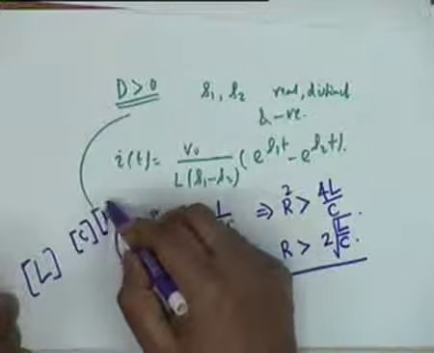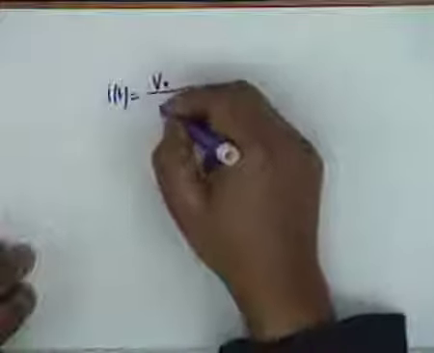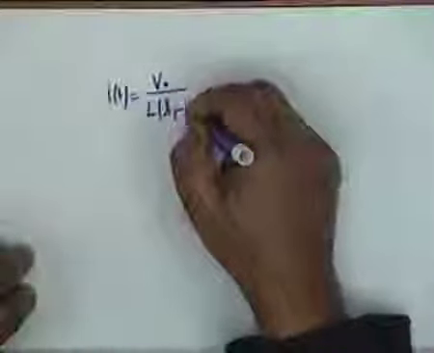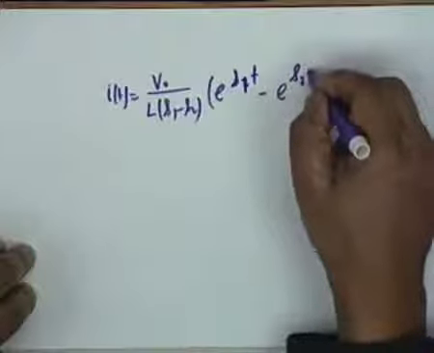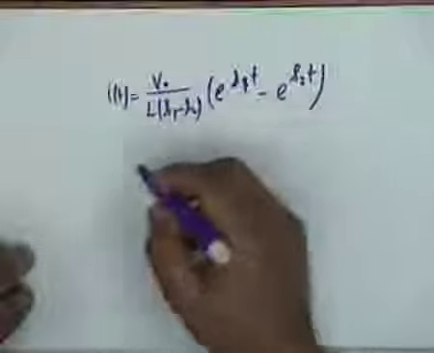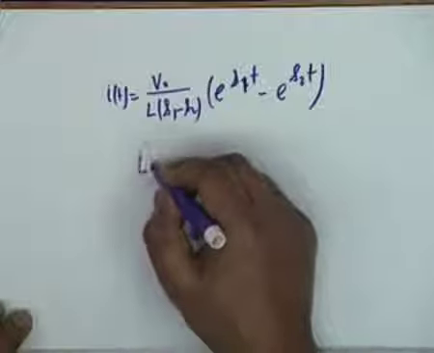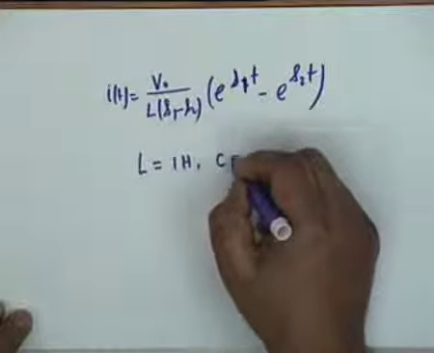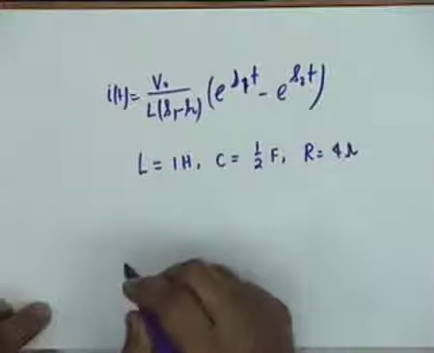Now let us take a numerical example for this case. How does the circuit behave? This is what I am going to show you with numerical examples. We have an example in which, let us say, L equals 1 Henry, C equals half farad and R equals 4 ohm.